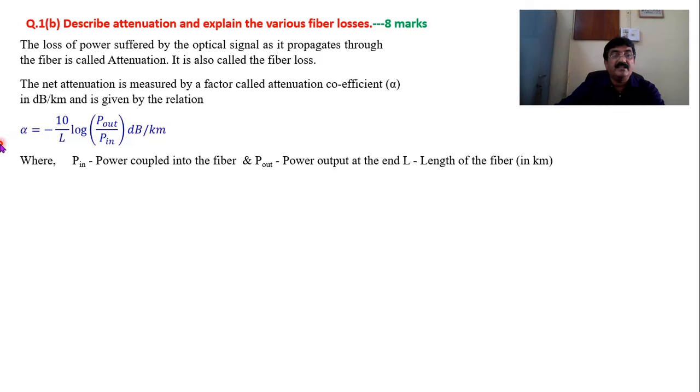See, alpha is called the attenuation coefficient. It is equal to minus 10 by L log of output power divided by input power, and it is expressed in decibel per kilometer. P in is the power coupled into the fiber, that is the input power. P out is the power output. L is the length of the optical fiber.